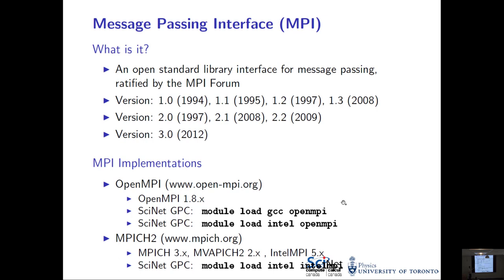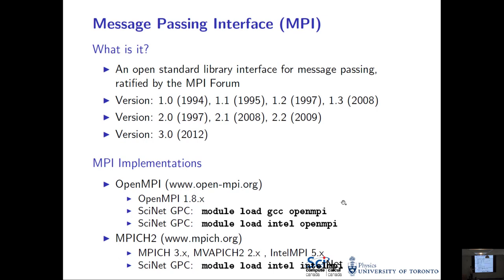So there's two main ones. OpenMPI. This is sort of the open source one. This is what you get on your standard Linux box when you install it. There's a couple different versions of these, but they both work fine. There's up to, I think they're up in the 2.x now.